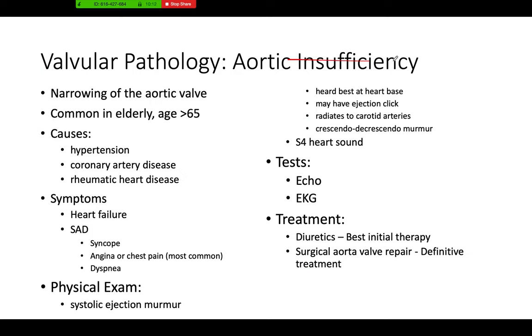Okay, this is a mistake in this slide. This should say stenosis. My apologies for that. Aortic stenosis is, again, a narrowing of the aortic valve. We talked about this at length previously. It's common in the elderly, age 65. Any person you meet that's over age 65 has a little bit of aortic stenosis. Whether it's causing them problems or not is what we're concerned with.